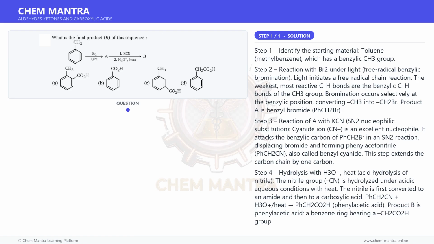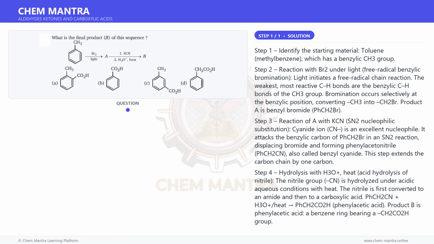The weakest, most reactive C-H bonds are the benzylic C-H bonds of the CH3 group. Bromination occurs selectively at the benzylic position, converting CH3 into CH2Br. Product A is benzyl bromide, PhCH2Br.